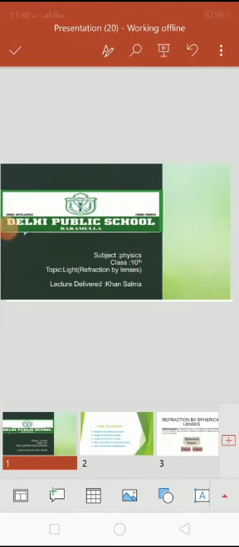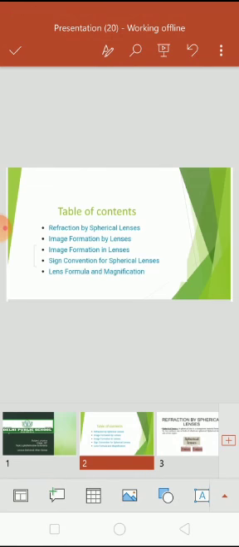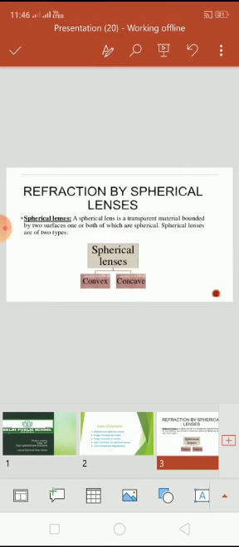Presentation of physics for class 10th, and your topic is refraction by lenses. So these are the contents: spherical lenses. Refraction of light is the phenomenon of change in the direction of the path of light when it goes from one medium to another medium. So your topic is spherical lenses.